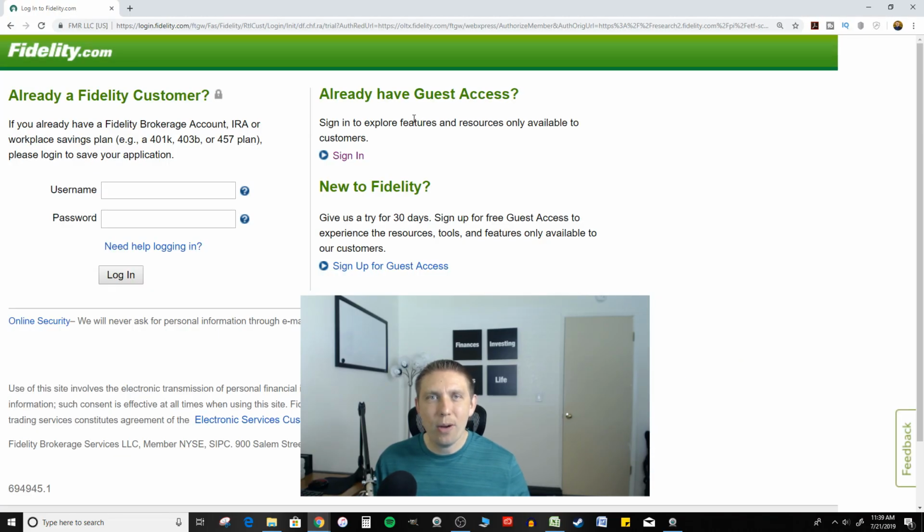In order to access the information that you're going to see on the spreadsheet, I had to create a guest login account, which was only good for 30 days, which is kind of frustrating. You have to do that. But if you want to see these investments in more detail, I would suggest you create a guest login account and go from there.